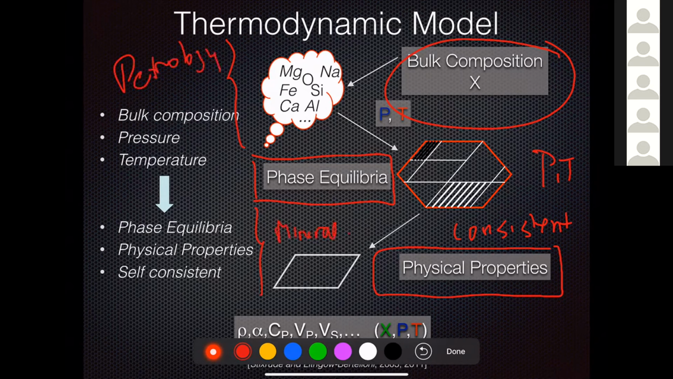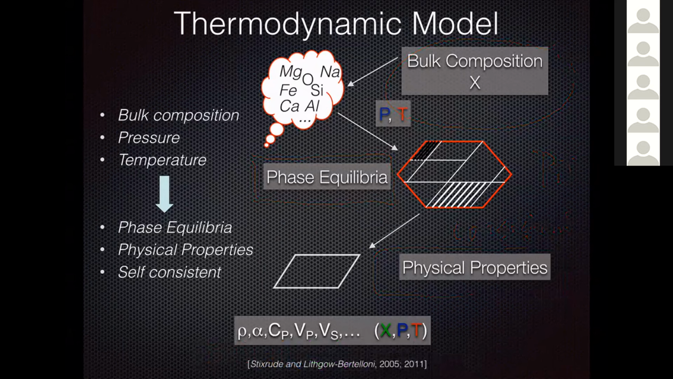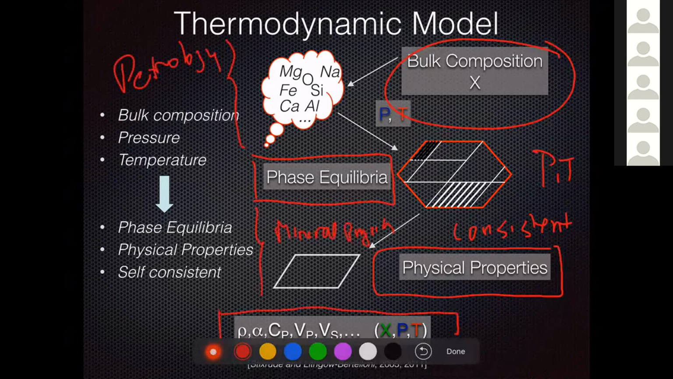Right? So once you do that, you can compute the physical properties: rho, alpha, Cp, so the density, the thermal expansion, the heat capacity, and then also the elastic properties of the material so that you can compare to seismology, which is some of the things I am going to talk about next. Okay, so that was the idea.